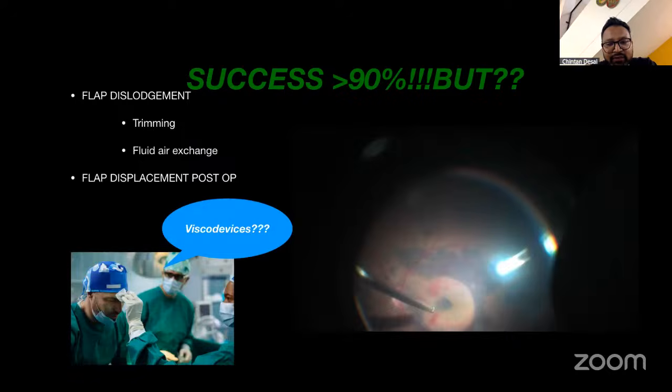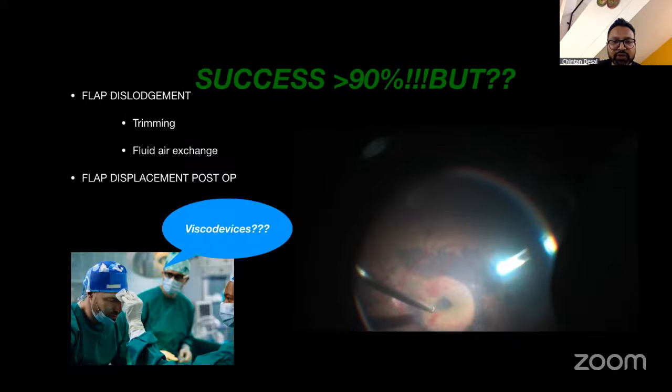Secondly, while doing fluid air exchange, the flap might get sucked into the cannula, and this might cause flap displacement. Also, post-operatively, if there is a cuff of fluid around the flap, then in spite of good fluid air exchange and SF6 gas, the flap might not be in its position the next post-op day. Visco devices have been used, but the problem is that they tend to float and mix with the fluid in the vitreous cavity rather than stay on the flap.